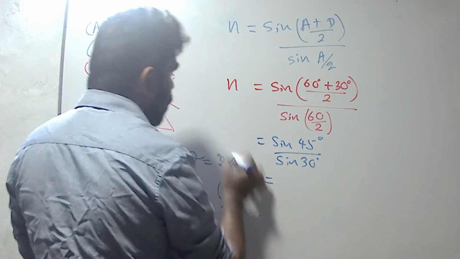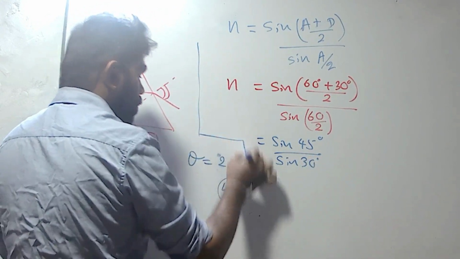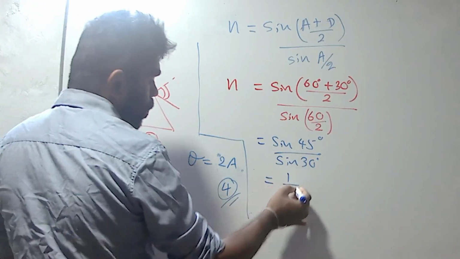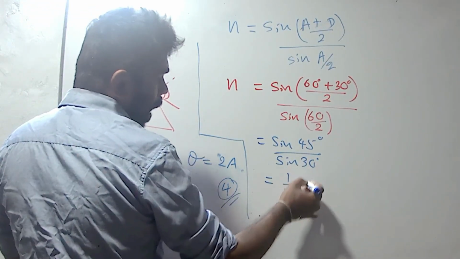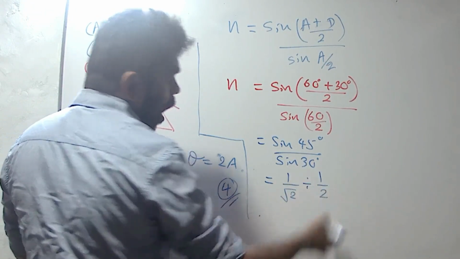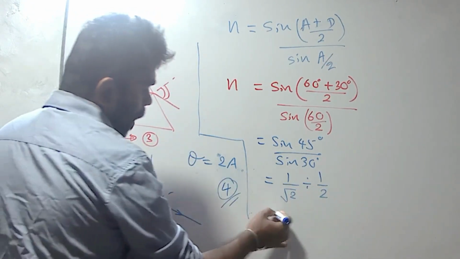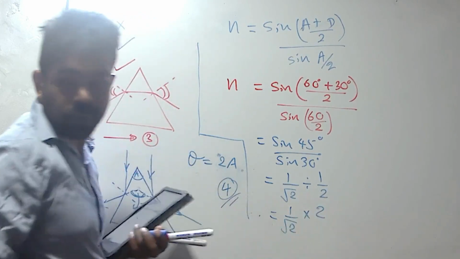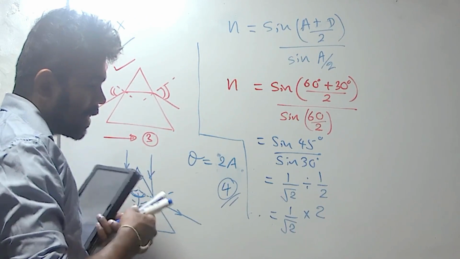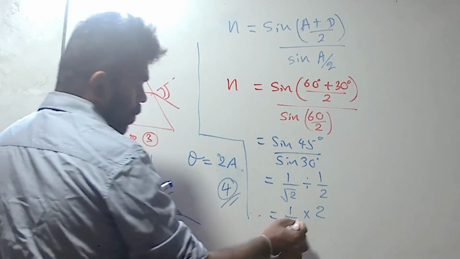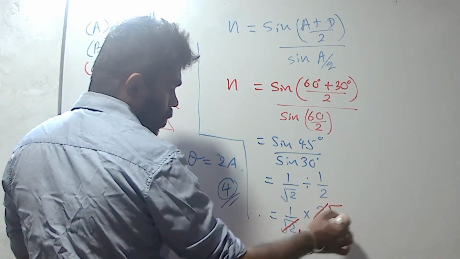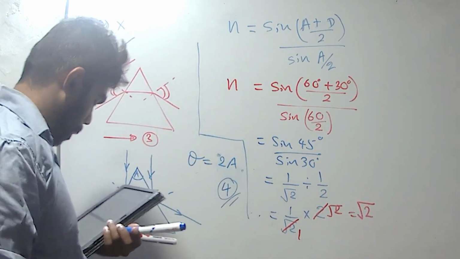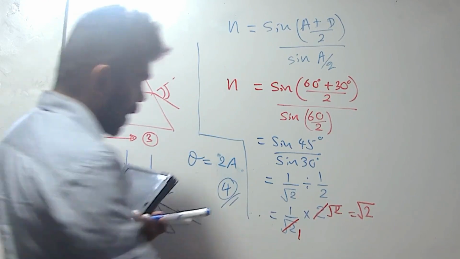Now we can substitute values. Sin 45 is 1 over root 2 divided by sin 30, which is half. We can multiply by the reciprocal. 1 over root 2 multiplied by 2. Then we can cancel out by root 2. Then answer is root 2. Fourth one is the correct answer.